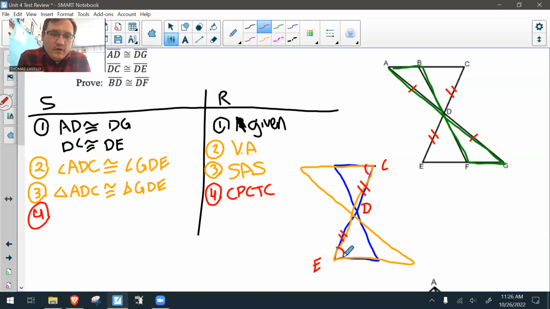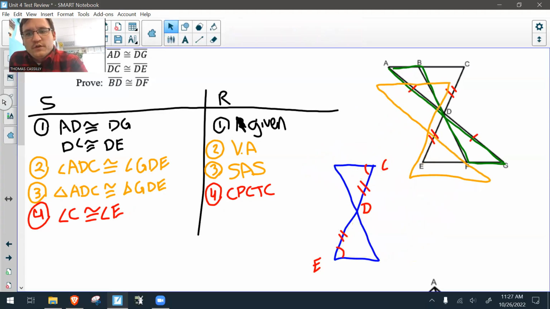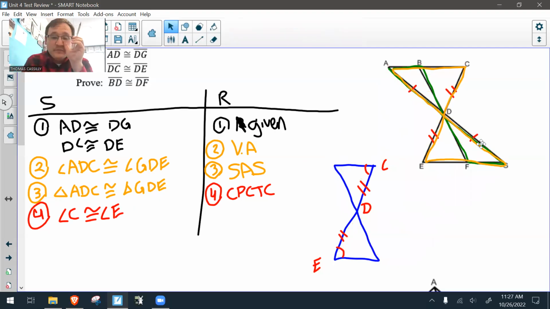All right, so we know by CPCTC that angle C is congruent to angle E. All right, so we know that is true. So now I'm going to get rid of this orange triangle. We're done with the orange one, so I'm going to put that back. So now let's focus back on this blue one.